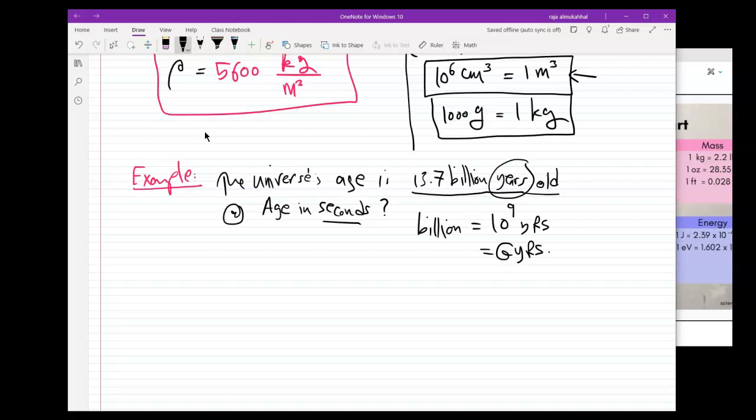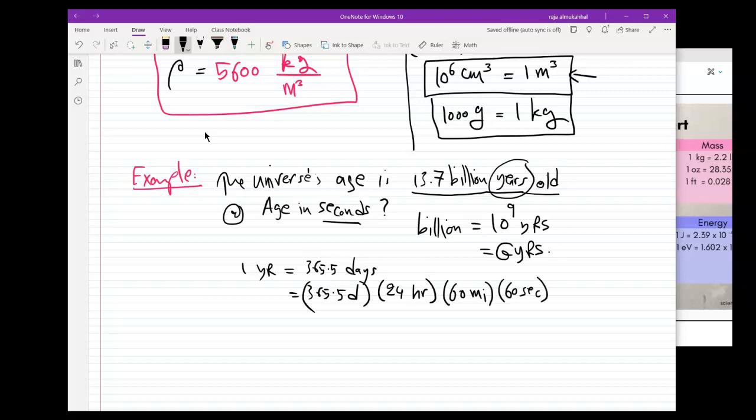So we can say that in 1 year, there are 365.5 days, is that right? 365.5 days, I'm going to call them D. You multiply this by 24 hours, that will give you how many hours per year. And then you multiply that by 60 minutes, that will give me how many minutes per year. And then you multiply by 60 seconds, that will give me how many seconds per year. You see what I'm saying?